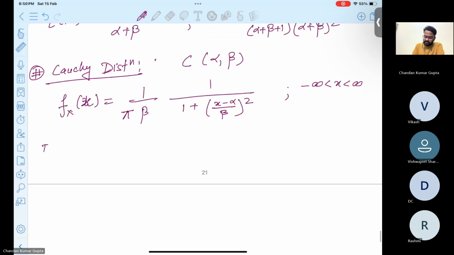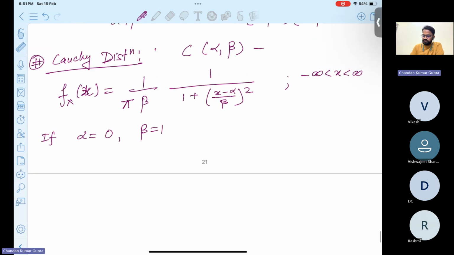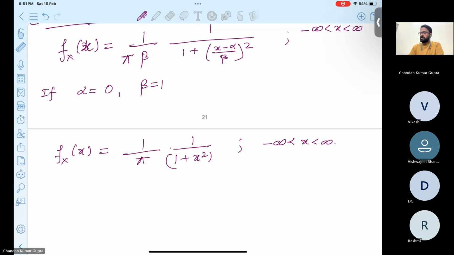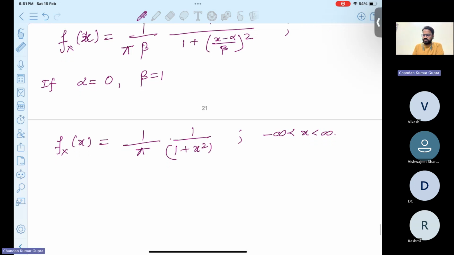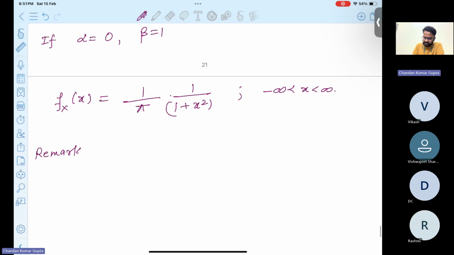If we consider alpha equal to 0 and beta equal to 1, then this generalized Cauchy distribution is converted into the standard Cauchy distribution, Cauchy 0, 1, whose form is 1 upon pi times 1 plus x square. If you calculate the mean, you will find that the mean of the Cauchy distribution does not exist. There is a remark for the Cauchy distribution.